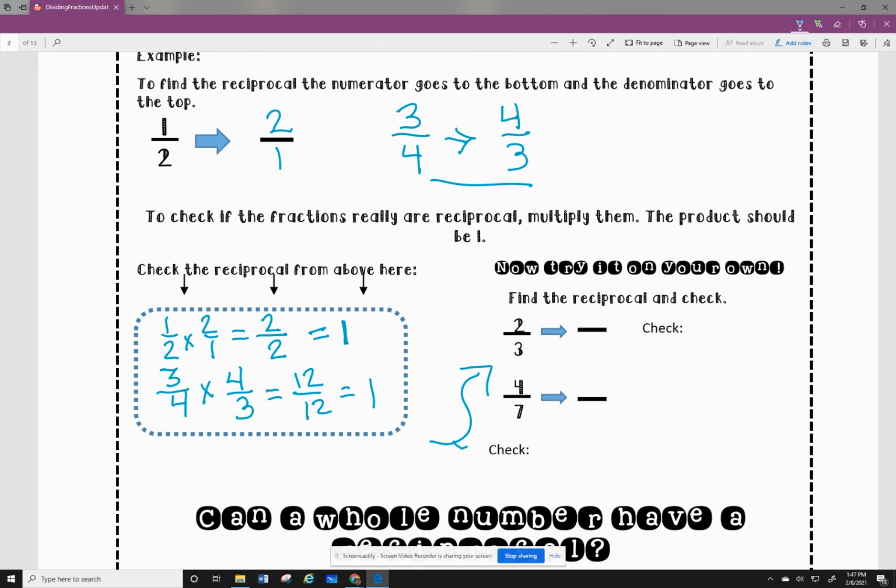All right, so hopefully you have found your reciprocal fractions. Let's start with 2/3. So 2/3, if I'm going to write the reciprocal, the numerator that's on the top is going to go to the bottom. The denominator is going to go to the top. I flip the fraction. 2/3 reciprocal is 3/2. So now we're going to check it.